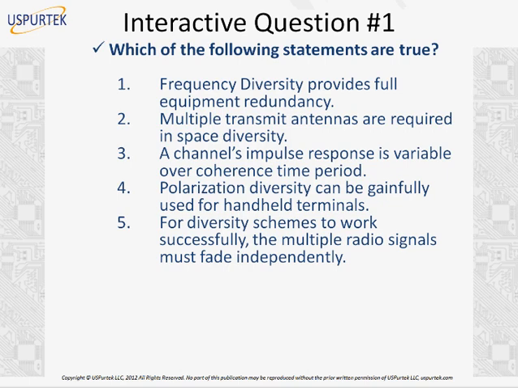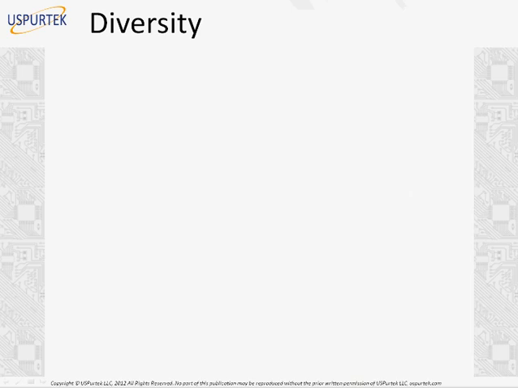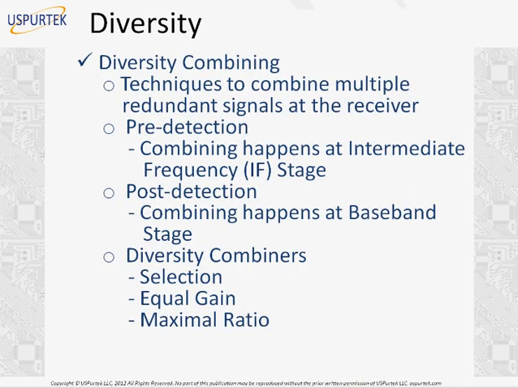Well, frequency diversity provides full equipment redundancy. That is true. Multiple transmit antennas are required in space diversity. Well, that is actually not true, because in space diversity you have multiple receive antennas, not the transmit. It's not essential to have multiple transmit antennas. A channel's impulse response is variable? No, it is not variable. It has to be constant over a coherence time period. Polarization diversity can be gainfully used for handheld terminals. Yes, that is very true. For diversity schemes to work successfully, the multiple radio signals must fade independently. So many of you have answered the questions correctly. Thank you. Let's move on to the next one.